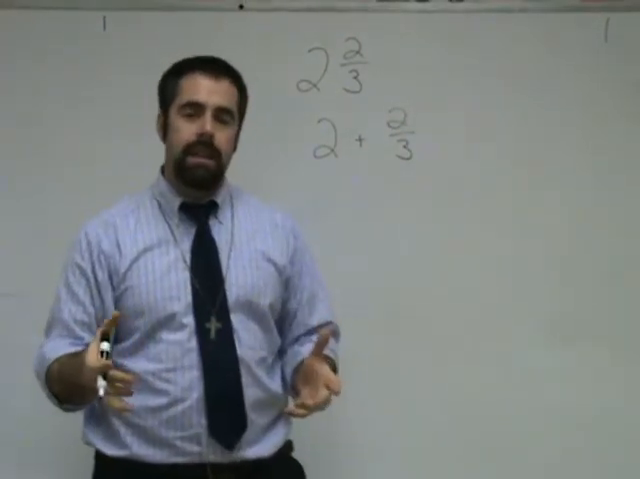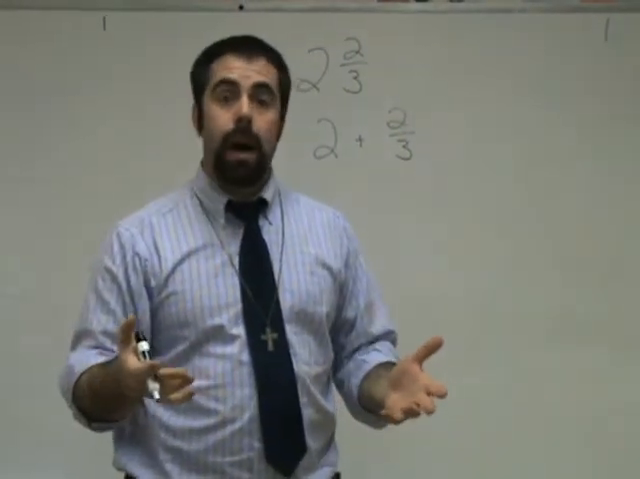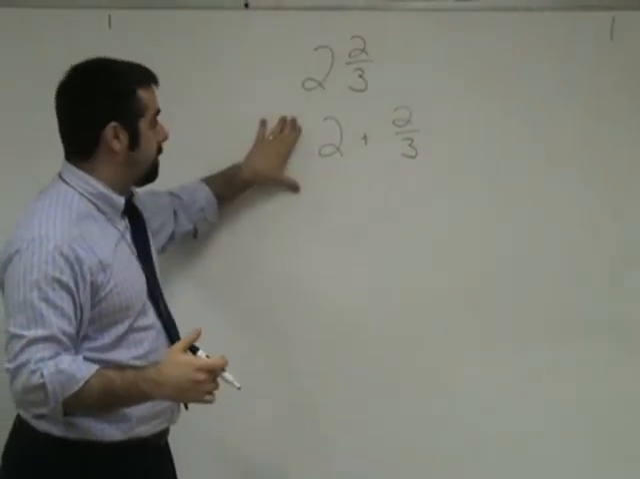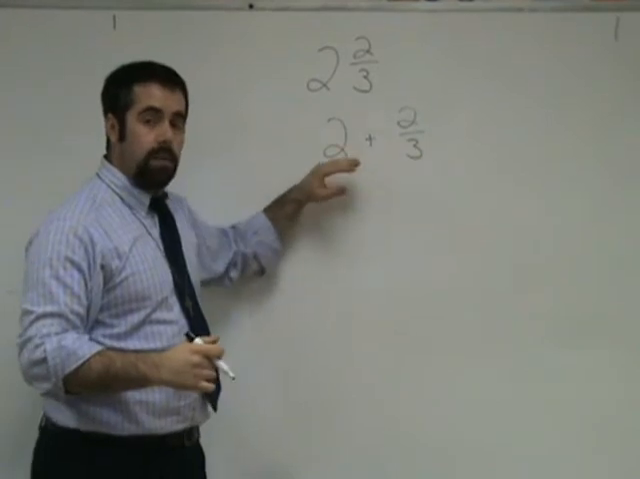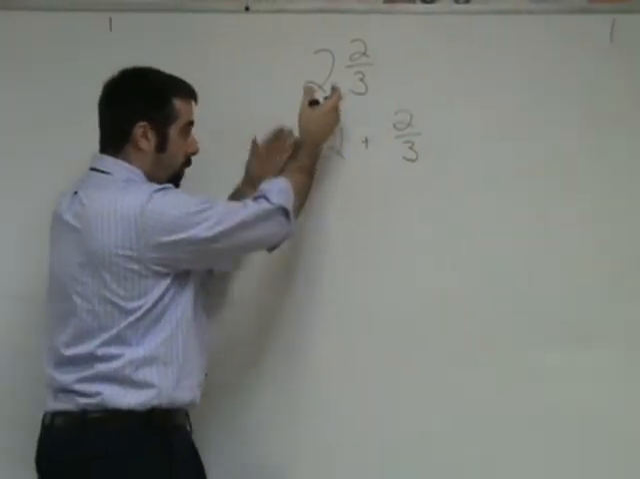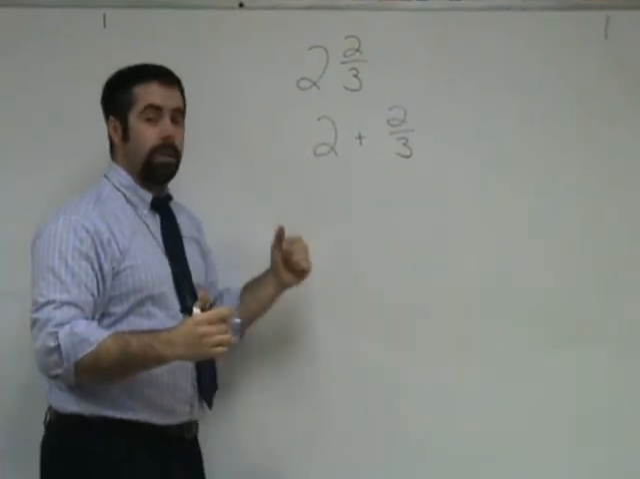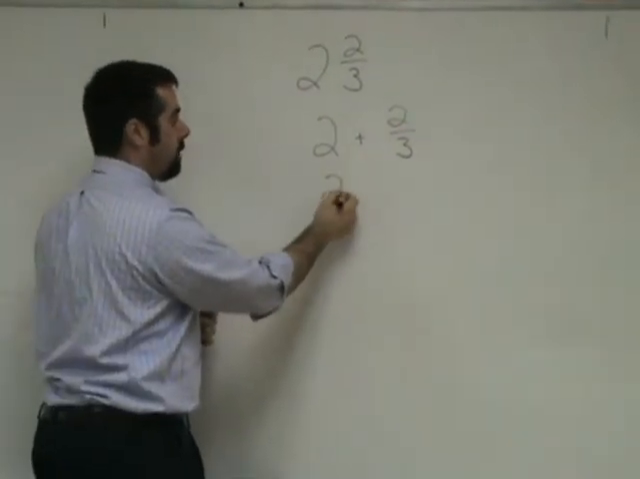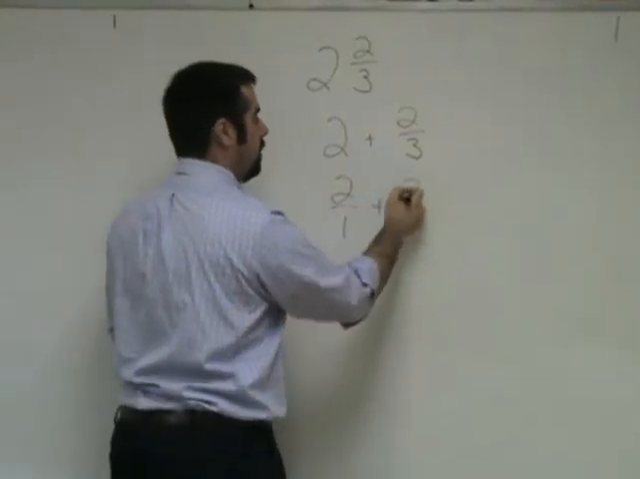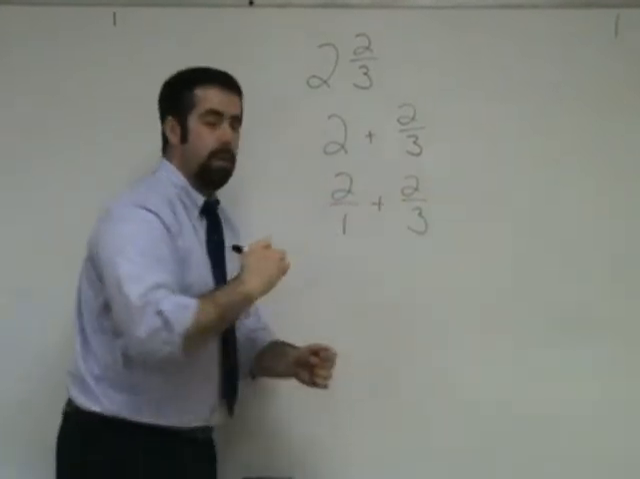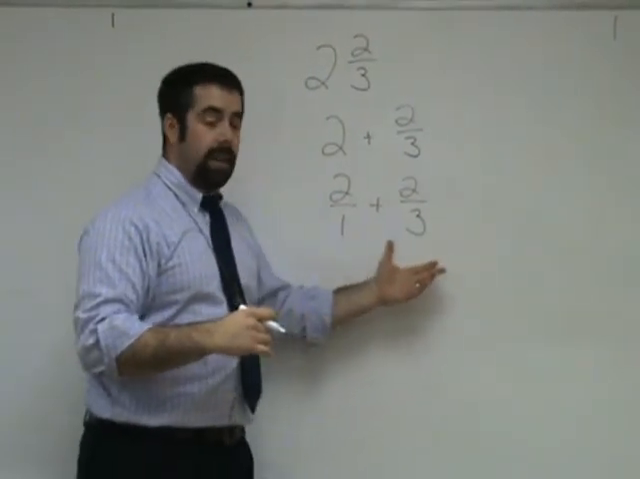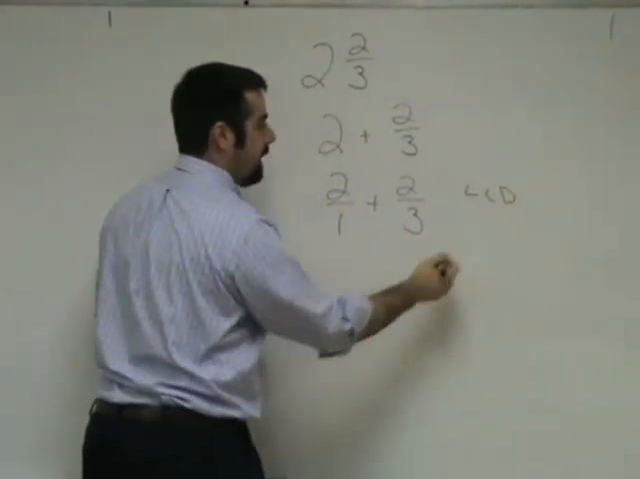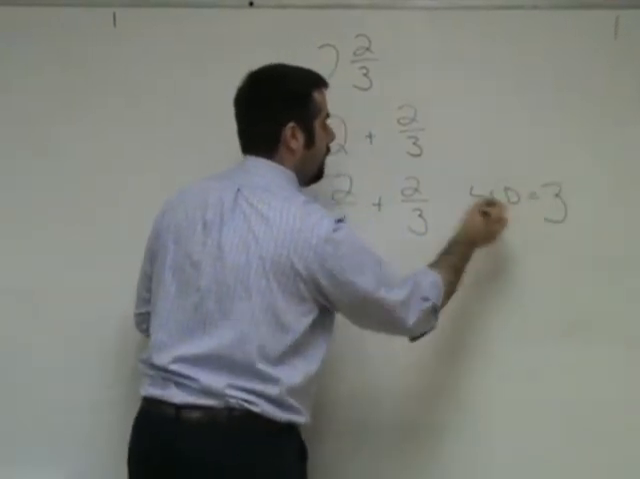And if we want to write this as an improper fraction, we need to think about this fraction in this manner. Well, how do I do this? Well, the first thing I do is, once I separate it, turn this whole number into a fraction. It's very easy, I just put it over 1. So my expression becomes 2 over 1 plus 2/3. Now I need to find the least common denominator. In this case, my least common denominator will be 3.